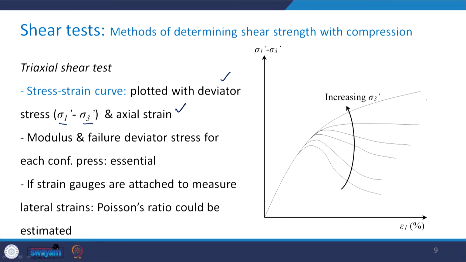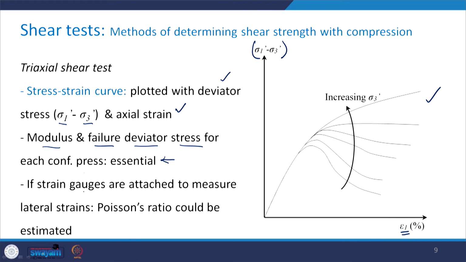So, you can see in this particular figure that on the y axis we have sigma 1 minus sigma 3, and on the x axis we have epsilon 1, which represents the axial strain. Modulus and the failure deviator stress for each confining pressure is essential. Now, if the strain gauges are attached to measure the lateral strains also, we can estimate the Poisson's ratio from the triaxial shear test.